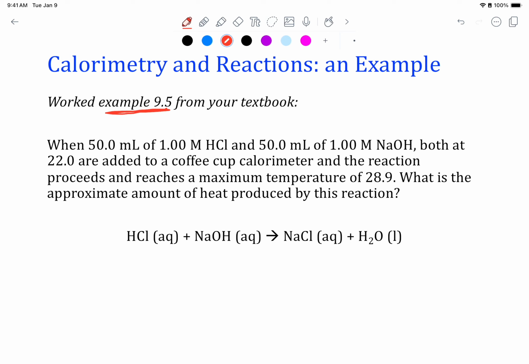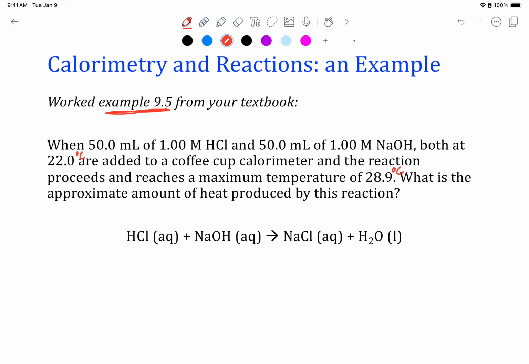So the problem says that we have 50 milliliters of a 1 molar HCl and 50 milliliters of a 1 molar NaOH solution. Both are at 22 degrees C. Sorry, that is missing their temperature. And they are added to a coffee cup calorimeter, and the reaction proceeds and reaches a maximum temperature of 28.9 degrees C. We want to know what the approximate amount of heat produced by that reaction is. So if we were to touch the reaction vessel, it'll get a little bit warm, and we want to know how much heat is actually being produced.